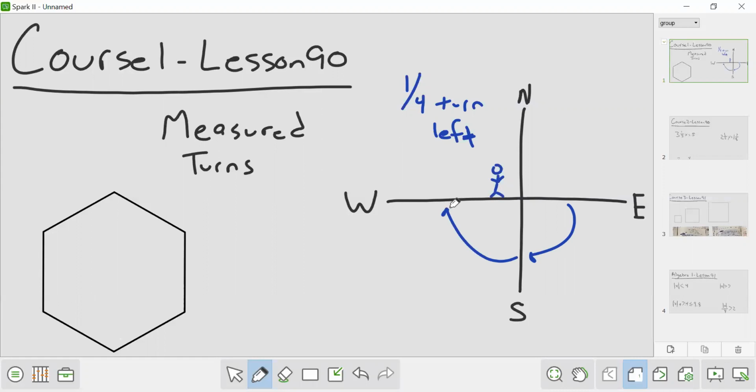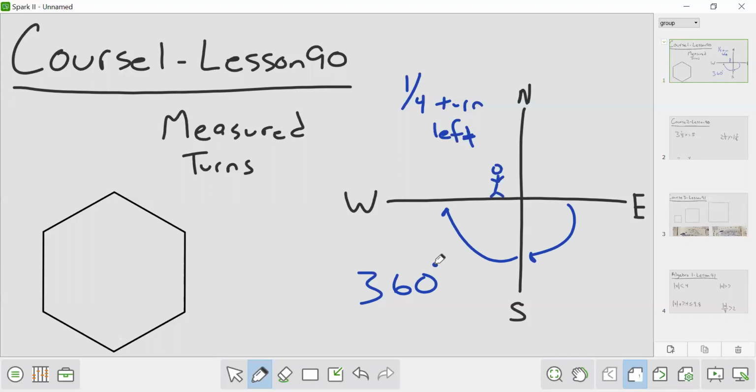Now, if I'm going to turn all the way around, if I'm going to spin all the way around, how many degrees is that? It's 360 degrees, all right? So if I spin around once, it's 360 degrees.